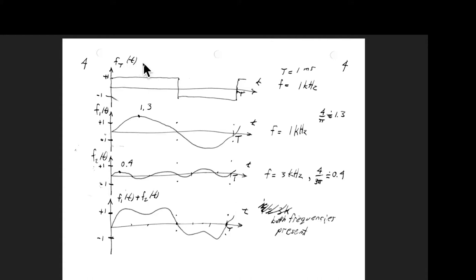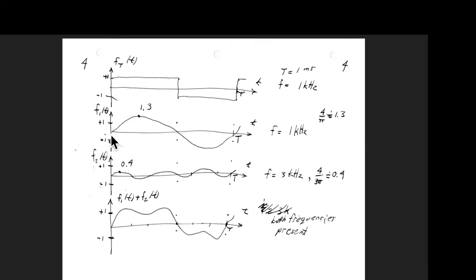So with this square wave, f sub capital T of t versus t with period T, amplitude plus 1, minus 1, 1 millisecond, 1 kilohertz, then this periodic signal can be decomposed into the sum of sinusoids. And I've shown two here. A sinusoid at a frequency of 1 kilohertz and a sinusoid at a frequency of 3 kilohertz. The amplitude of this sinusoid, or in fact sine wave, as opposed to a cosine, the amplitude here is around 1.3. The amplitude of the 3 kilohertz sine wave is around 0.4.